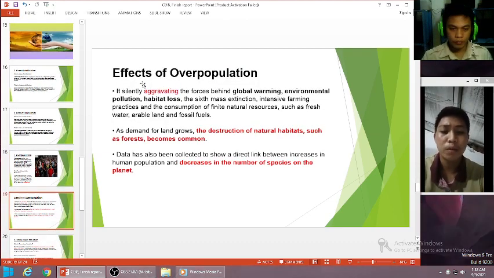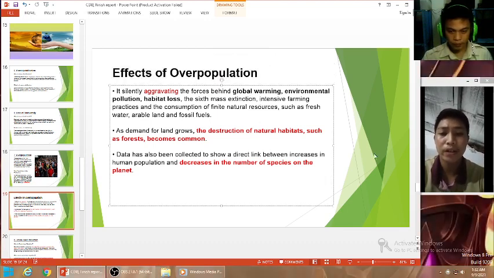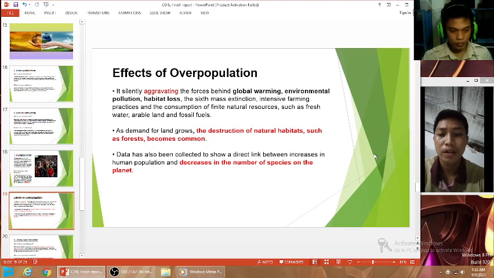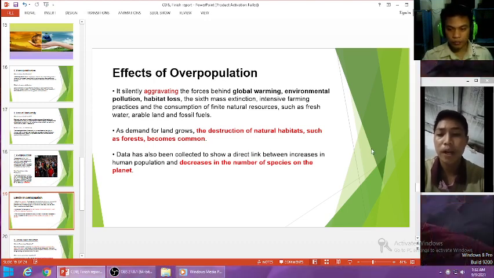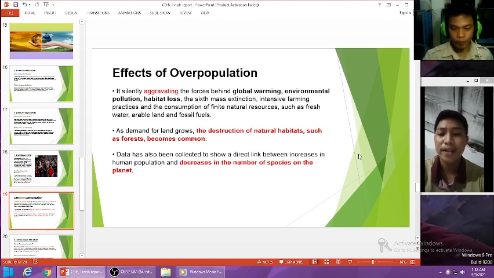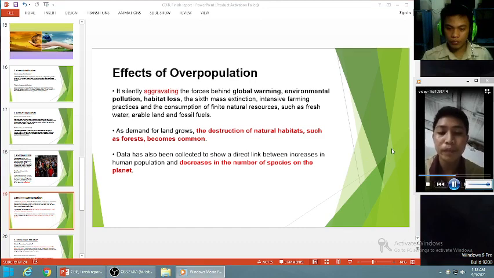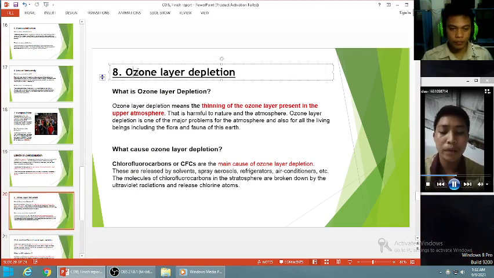What are the effects of overpopulation? More people means an increased demand for food, water, housing, energy, healthcare, transportation, and more. Unchecked consumption contributes to ecological degradation, increased conflicts, and higher risk of large-scale disasters like pandemics. Second is ozone layer depletion.